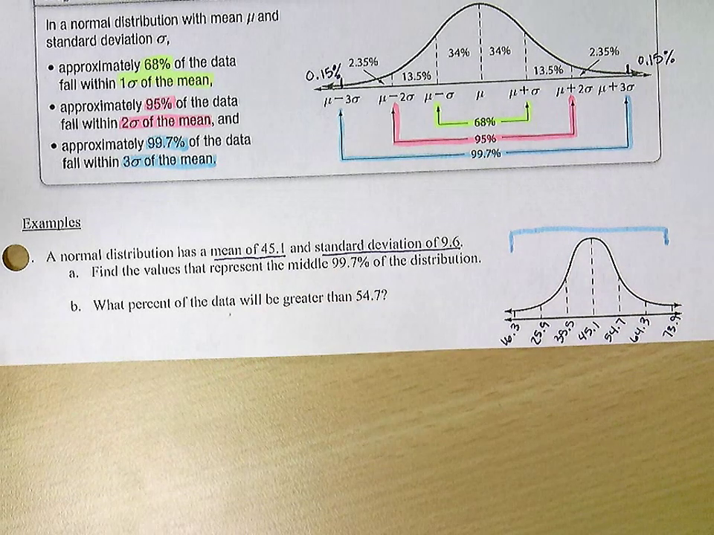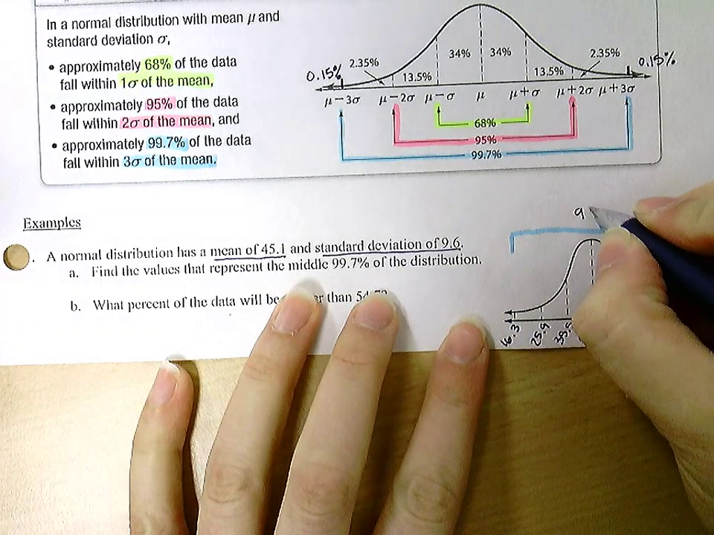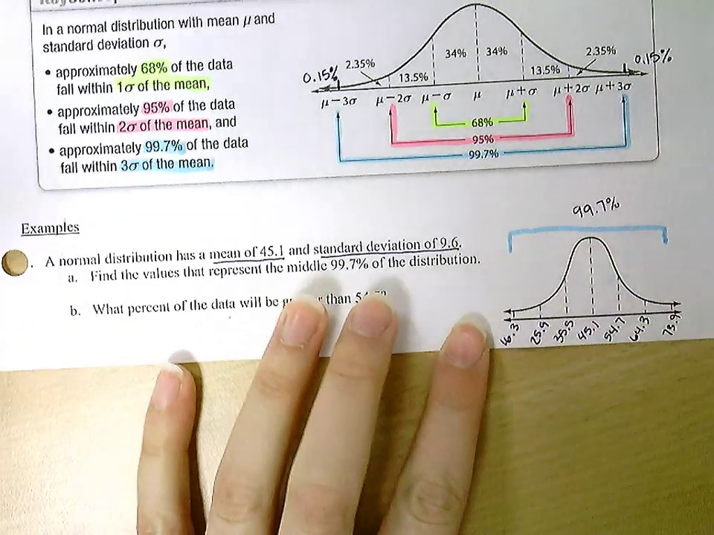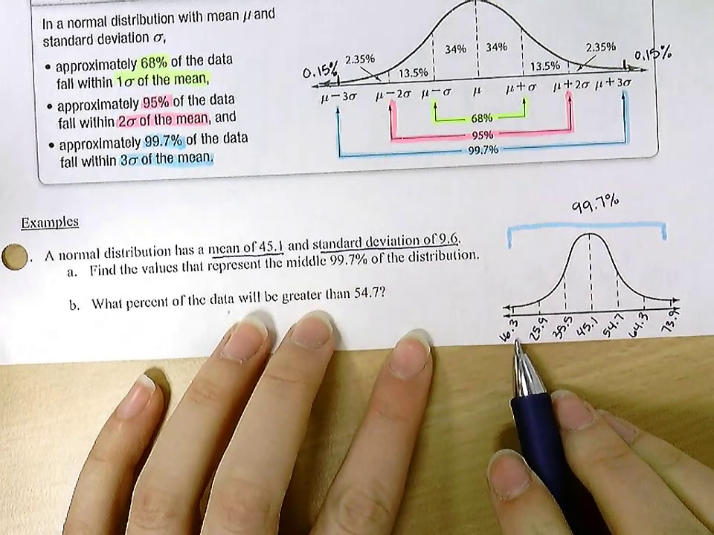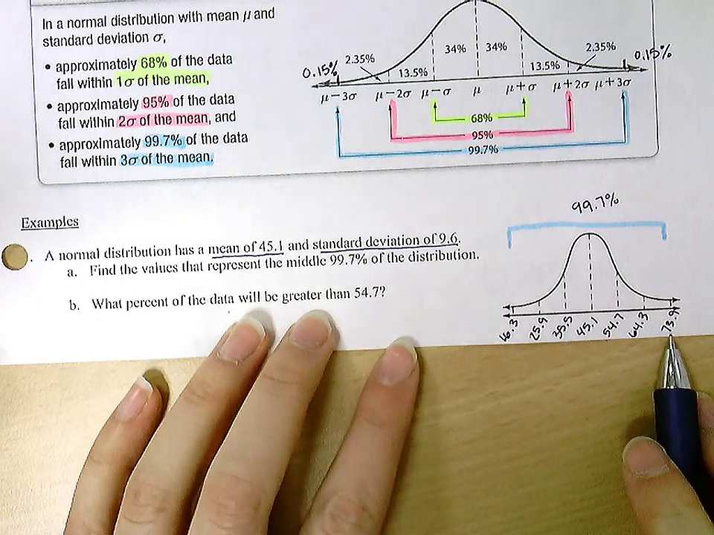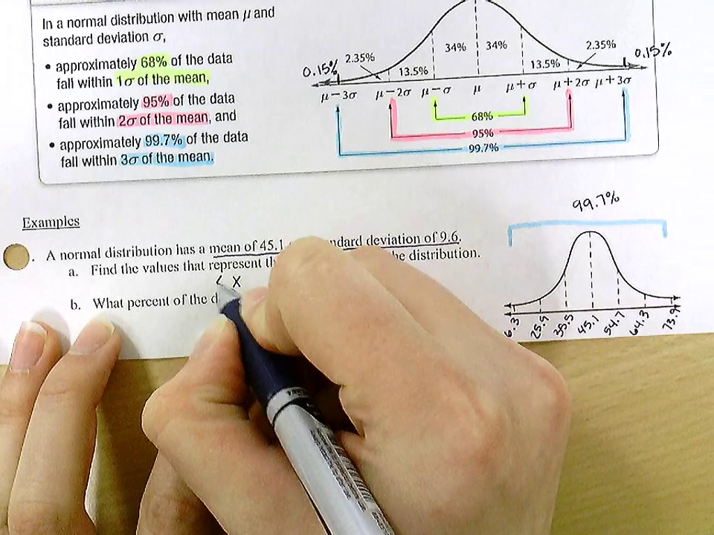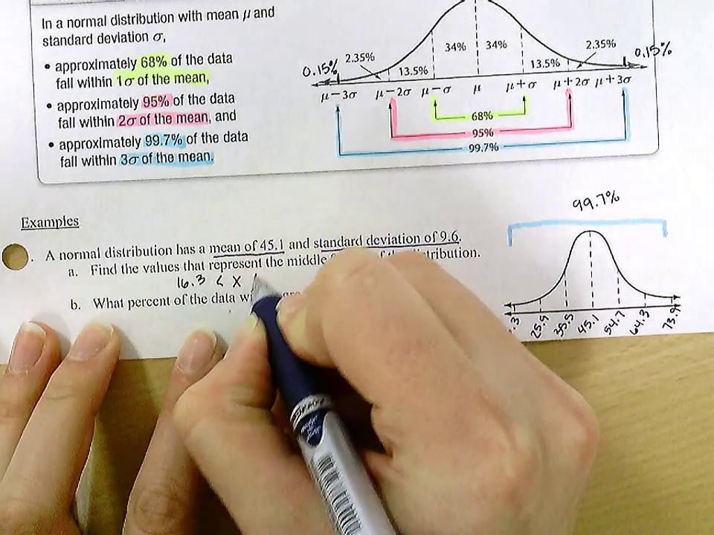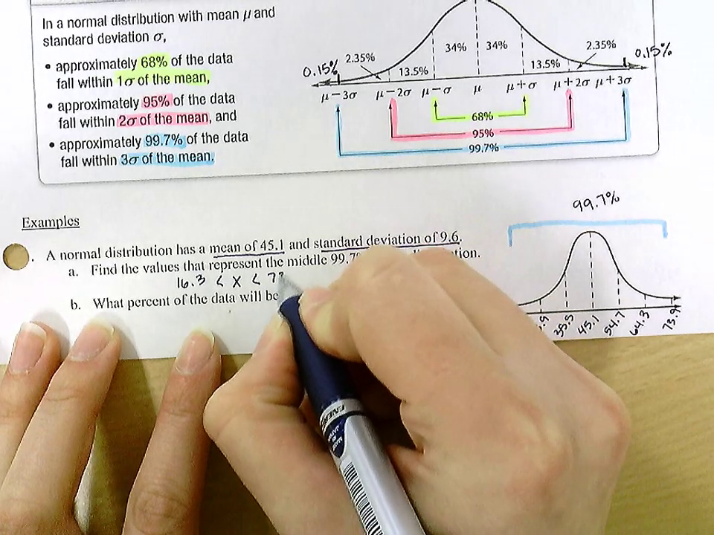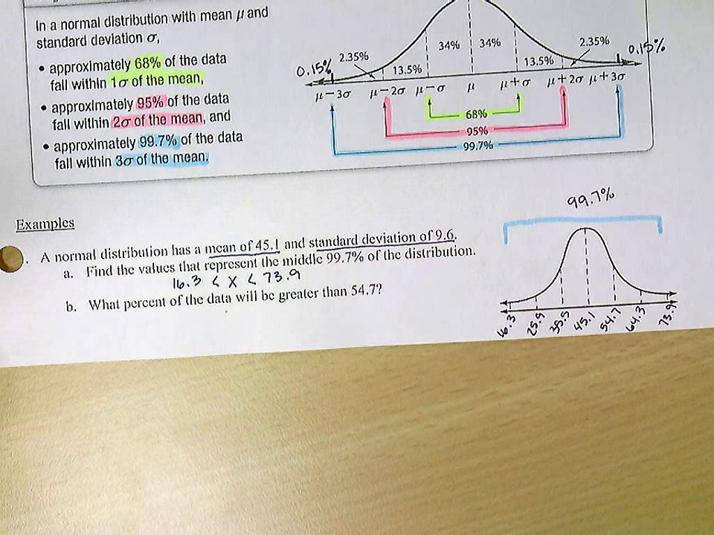So we just have to write out that range. So for letter A, our range would be between 16.3 and 73.9. So I can say my x values are greater than 16.3 and less than 73.9. So they're between those two values for that 99.7%.